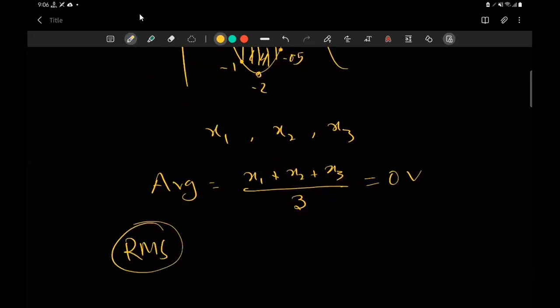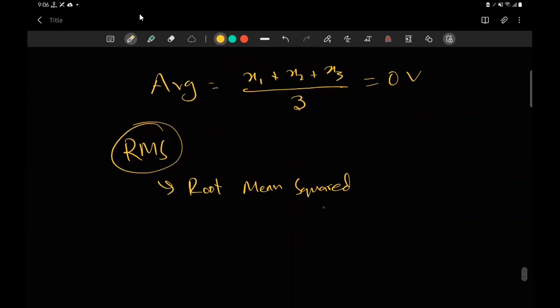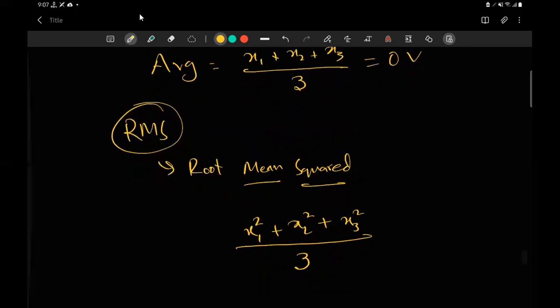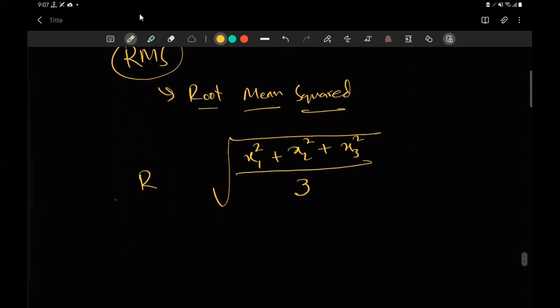What we do is find the RMS value, which stands for root mean squared. How can we find it? Well, first we square. So x1 squared plus x2 squared plus x3 squared. We square them, then we take the mean, then we take the square root. This is called the RMS value. This is called the average, and this is called the RMS value.